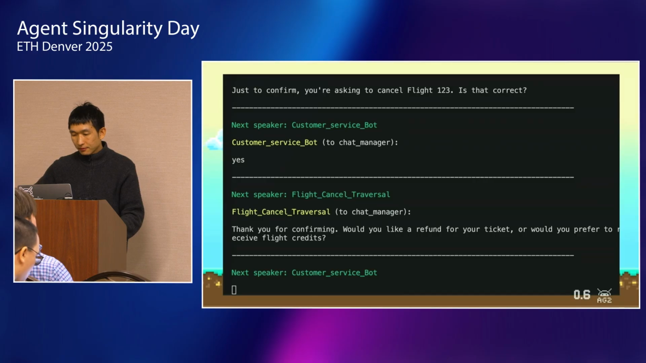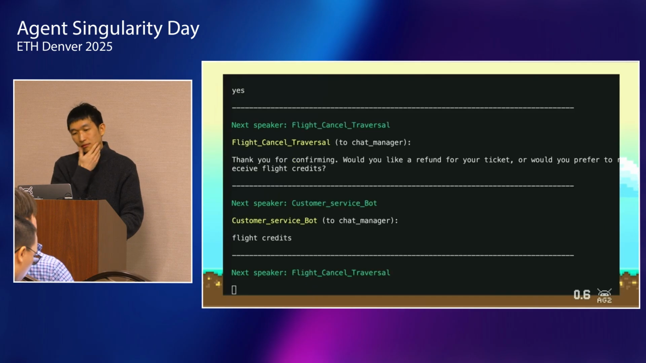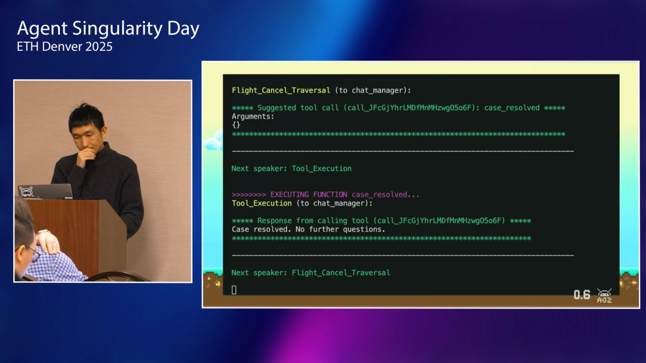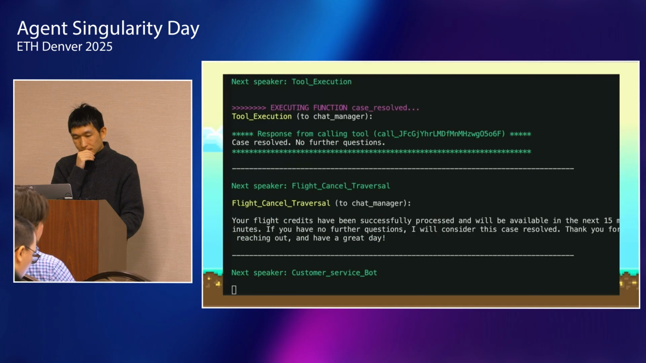Thank you for confirming. Would you like a refund for your ticket, or would you prefer to receive flight credits? Flight credits. You've chosen to receive flight credits. I'll proceed with processing that for you. Your flight credits have been successfully processed and will be available in the next 15 minutes. If you have no further questions, I will consider this case resolved. Thank you for reaching out and have a great day. Thank you. Goodbye.